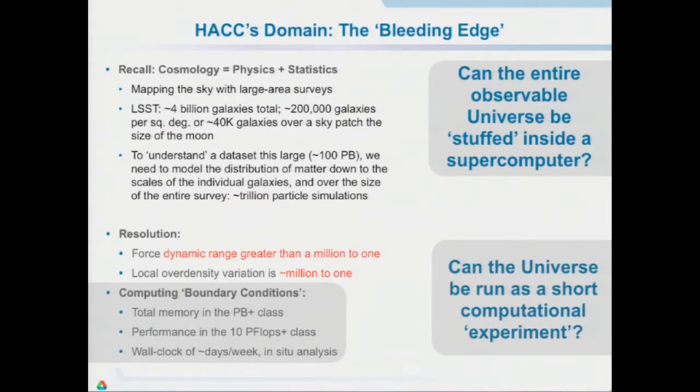So the first task that we have is, how can we put all of this stuff inside a computer and get good performance? So we are definitely memory bound in this sense. The other problem that we have is, as you saw, we get structure everywhere, so we need very high dynamic range. The dynamic range that we need is about 1,000,000 to 1 everywhere. And that's actually a major difficulty, because the local overdensity variation in cosmology is also about 1,000,000 to 1, which means that when you put everything together and you say, okay, what do we need? We need a supercomputer with memory in the petabyte-plus class and performance in the 10 petaflop or so class. And unless we have that, we are basically sunk.